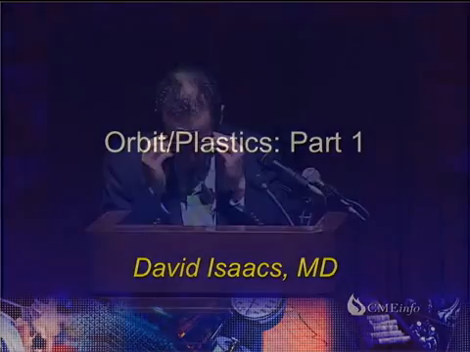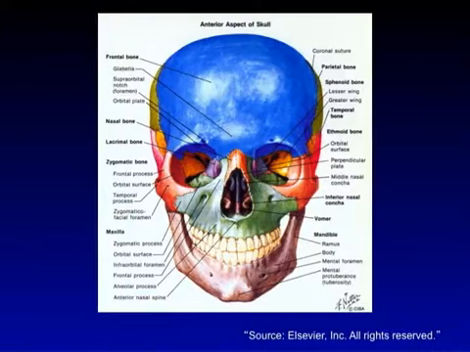There will be two parts. The first part will be anatomy and some congenital disorders. The second part will be more of the orbit. You'll see the lacrimal and eyelid parts tomorrow, okay? Let's just give a quick overview of anatomy.